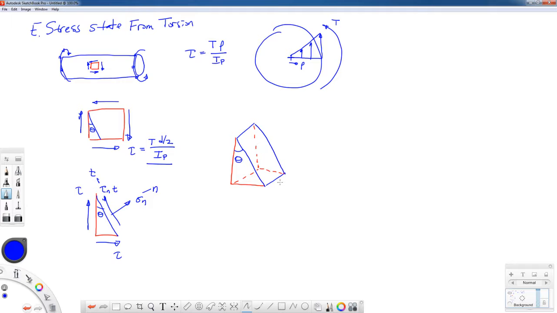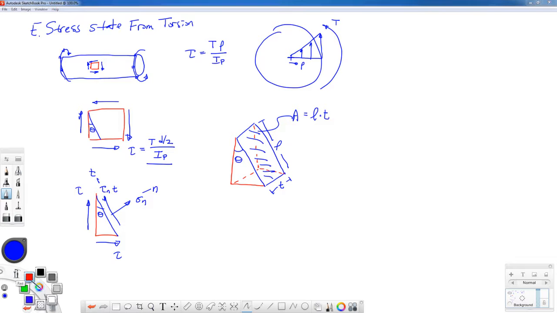Now I need some dimensions. I'm going to use this thickness dimension called T, and it's going to be a really tiny thickness, so small that the stresses don't change even though there's a linear variation. We'll see that it drops out of our equations in a little bit. And I'm going to call that slant length L. And so this blue area, the area of the inclined plane, is L times T.